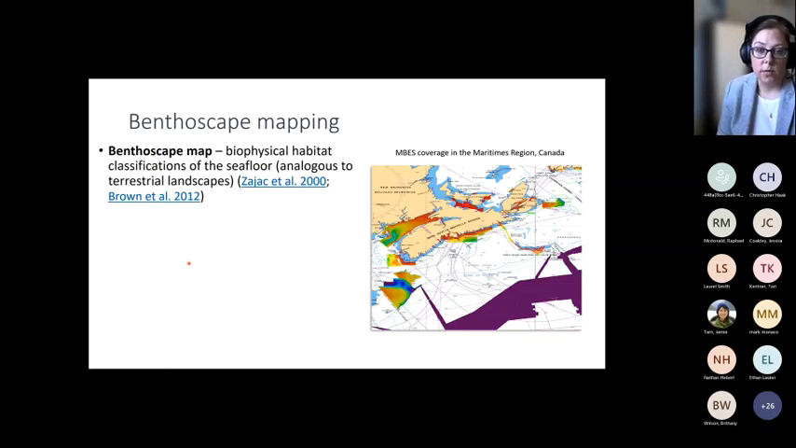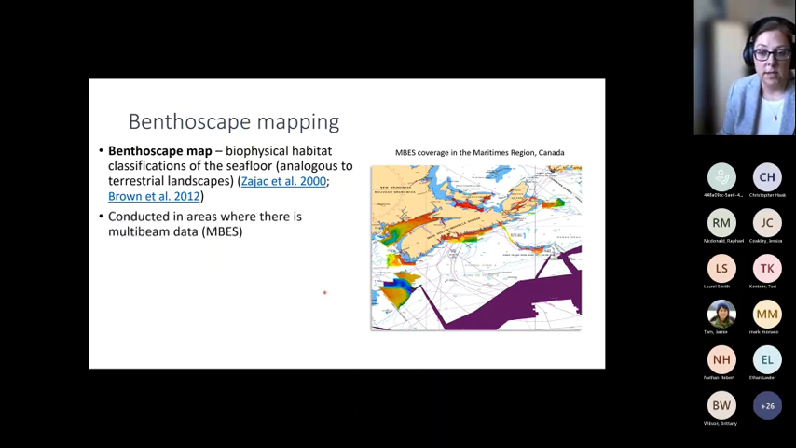So as mentioned in the overview presentation, for benthic habitat mapping, we focus on the benthoscape approach, which can be thought of as benthic landscapes, analogous to terrestrial landscapes, which represent the biophysical habitat classifications of the seafloor. So benthoscape mapping is conducted in areas where there's multi-beam data, and historically an area wasn't originally multi-beamed in order to derive a benthoscape map, but instead we would leverage multi-beam data from areas where it was already collected. However, with some new projects targeted for marine conservation, multi-beam data collection to feed the process of benthoscape mapping is part of the original project planning now for an area.